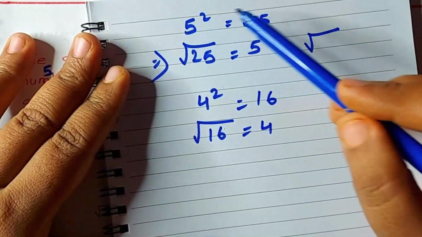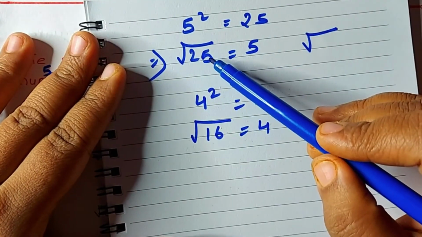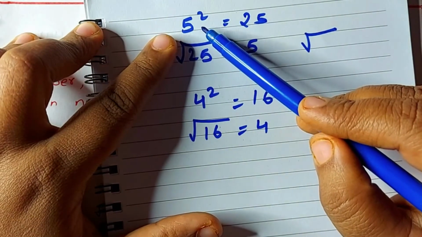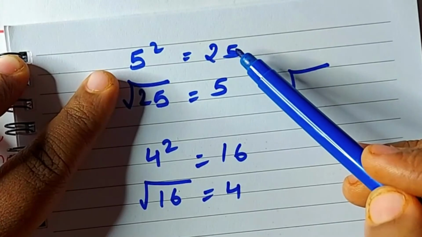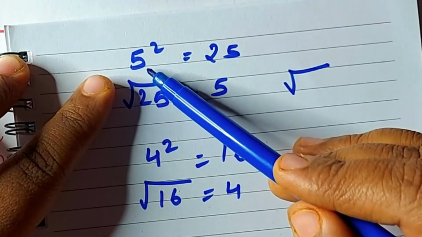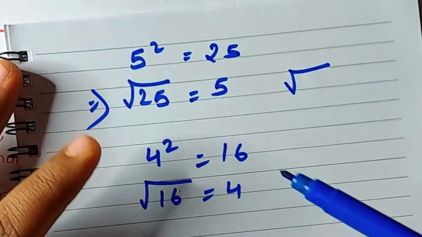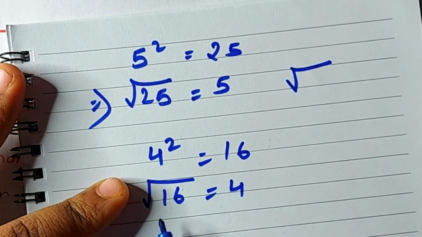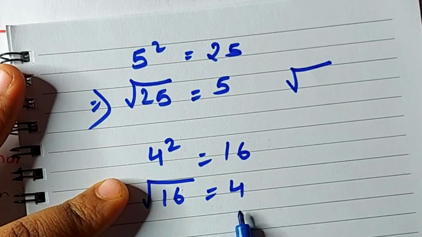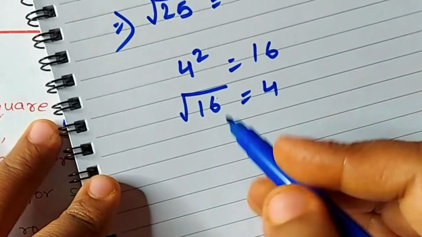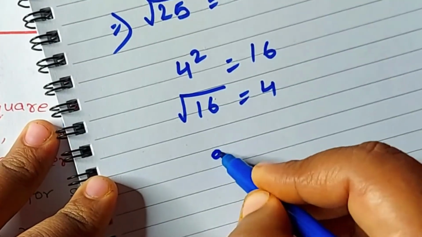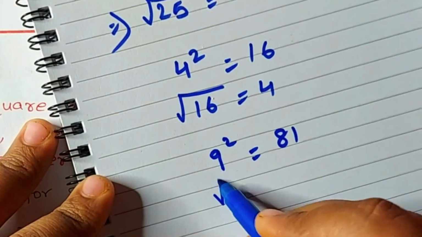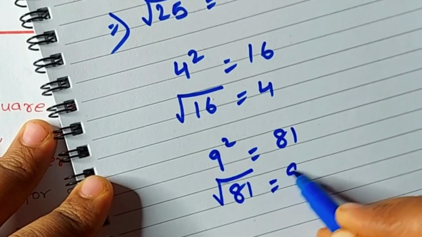5 square is 25. Then square root of 25 is 5. Okay. The square root of a number is that number whose square is the given number. Once more. Square of 4 is 16. So square root of 16 is 4. One more. Square of 9 is 81. Then square root of 81 is 9.